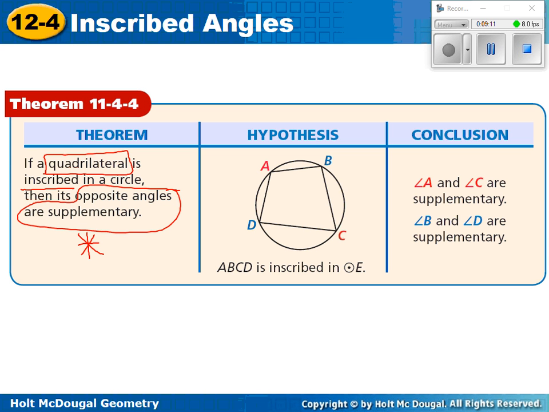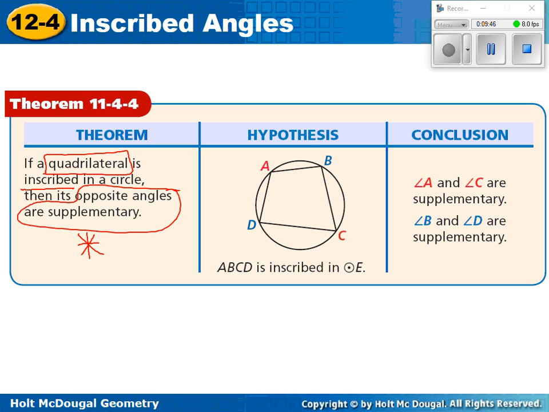A and C, B and D. So the measure of angle A plus the measure of angle C has to equal 180, and the measure of angle B plus the measure of angle D has to equal 180. And that's the only way a quadrilateral can be inscribed in a circle, if its opposite angles are supplementary. Think about some of the quadrilaterals we know right now. Can you think of two quadrilaterals that guaranteed every time would have opposite angles supplementary? A square and a rectangle.